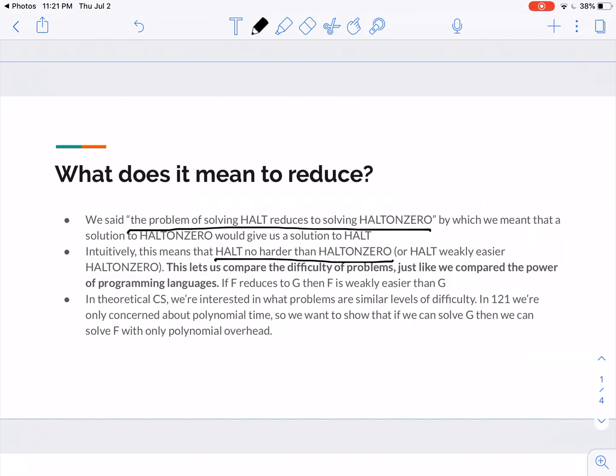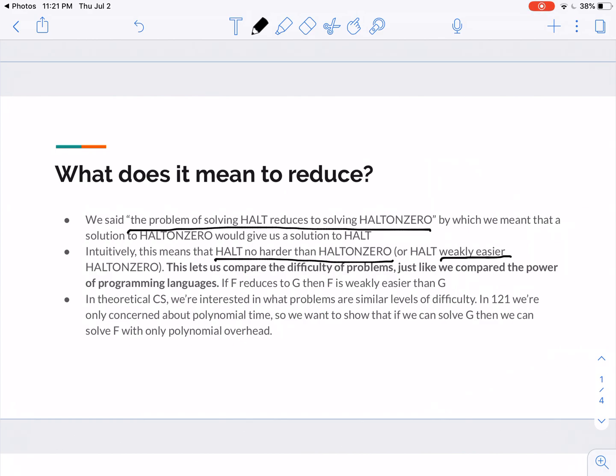More specifically, we'll be careful to say that halt is weakly easier. When we say weakly easier, it means it could be easier or it could be equivalent in difficulty. But it's certainly not harder than halt on zero, right? Because if we could solve halt on zero, we could solve halt. So that matches up with our intuition there. And this actually lets us compare the difficulty of problems, which is really interesting because functions are these nebulous abstract things. So we don't immediately have some way of comparing whether these functions are harder or easier to compute than these other functions, but reductions let us do that.